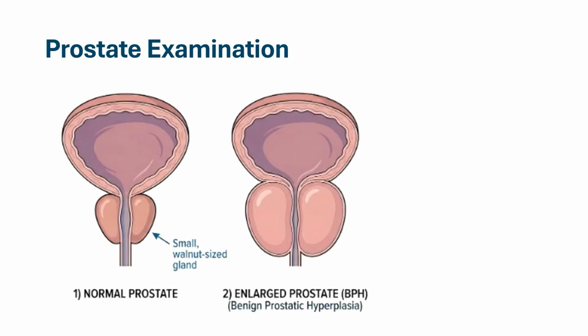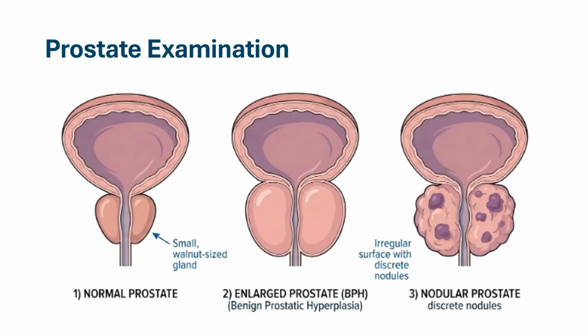In an enlarged prostate, the prostate enlarges diffusely and the surface is regular. In a nodular prostate, the surface is irregular, and the nodules should be evaluated for malignancy.